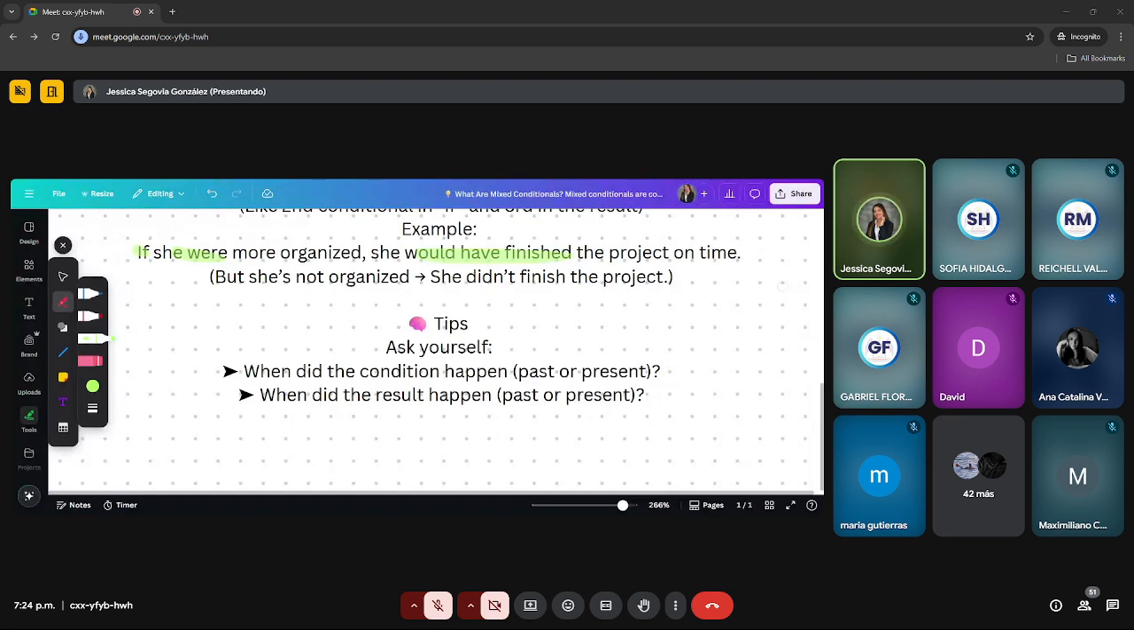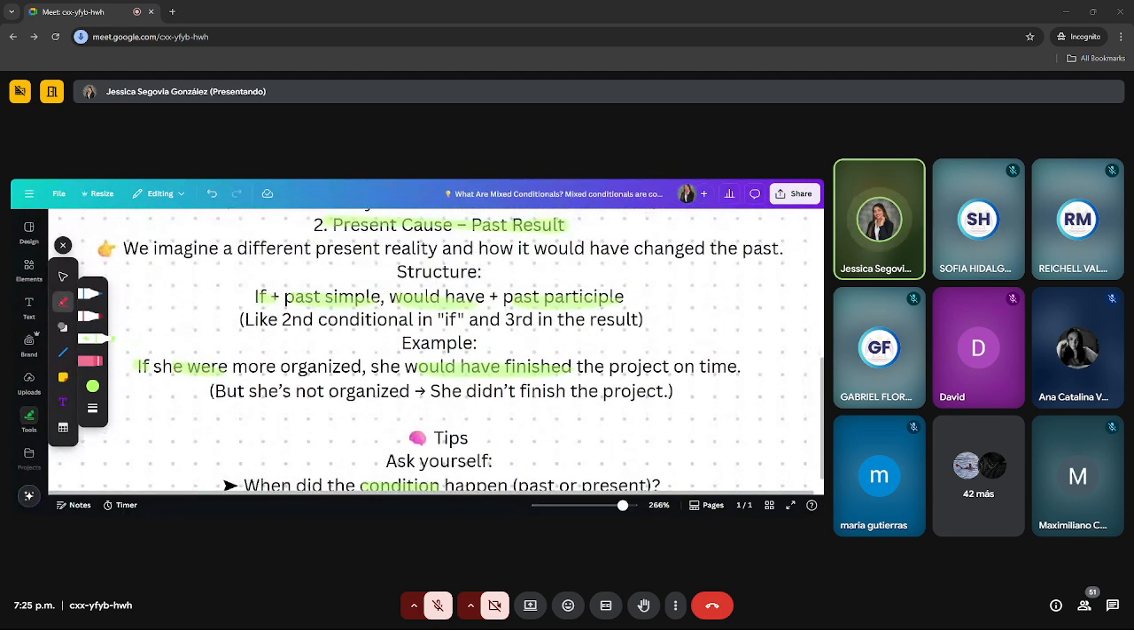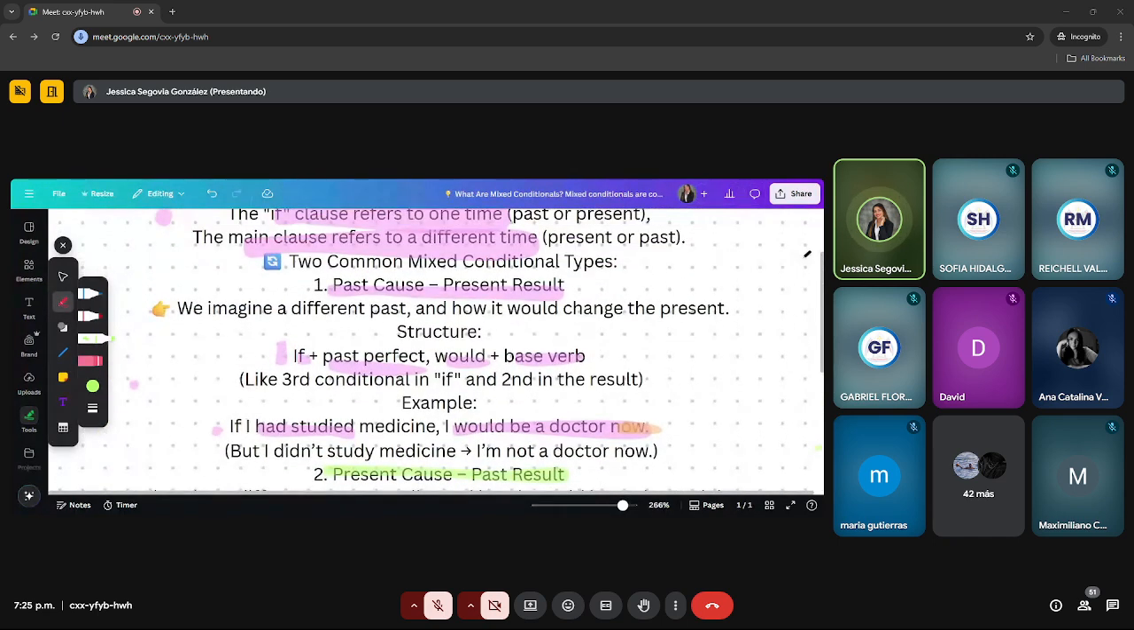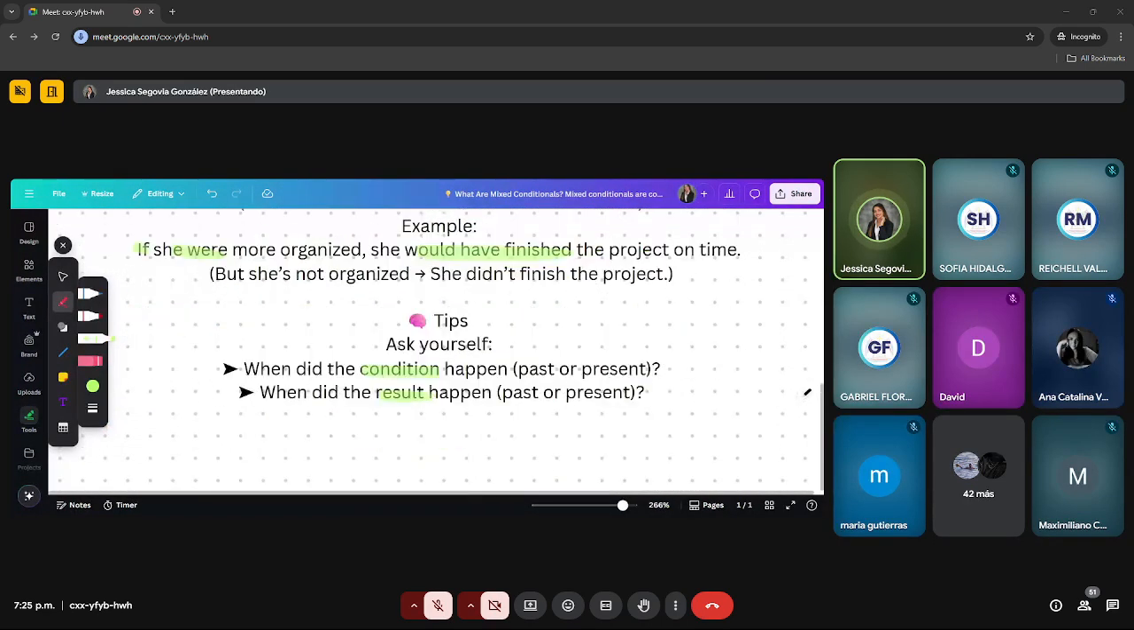And if the condition happened in the present, you're going to have the other type. And then the second question you can ask yourself, when did the result happen? Was it in the past or was it in the present? If the result happened in the past, we know that we are talking about the second type of conditional. And if it happened in the present, we know we're talking about the first conditional.